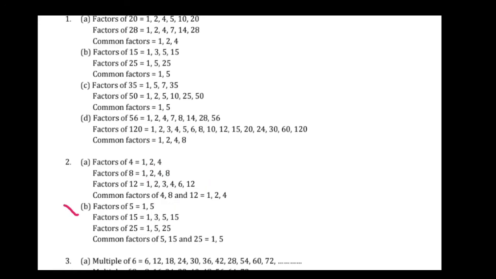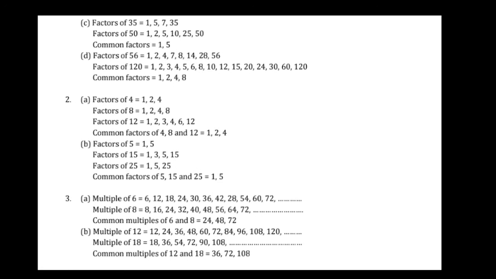Afterward in B, factors of 5. It is a prime number, so it has only two factors, 1 and 5. Factors of 15: 1, 3, 5 and 15. And factors of 25: 1, 5 and 25. So the common factors of these three numbers 5, 15 and 25 are 1 and 5.